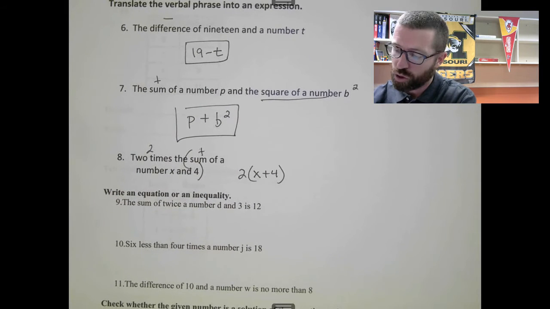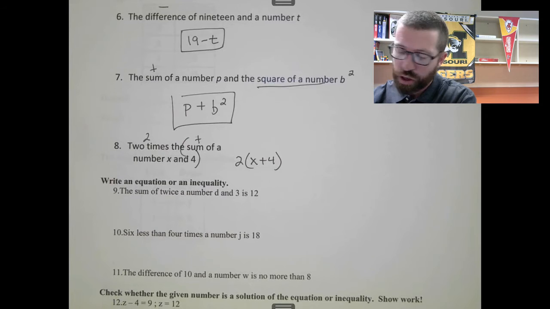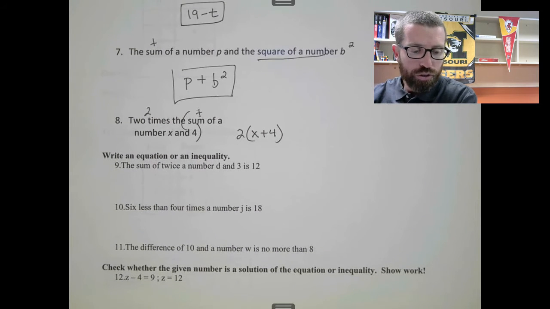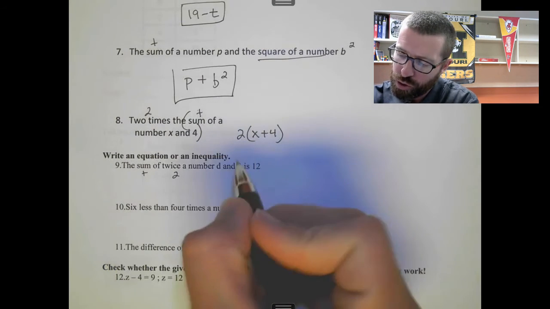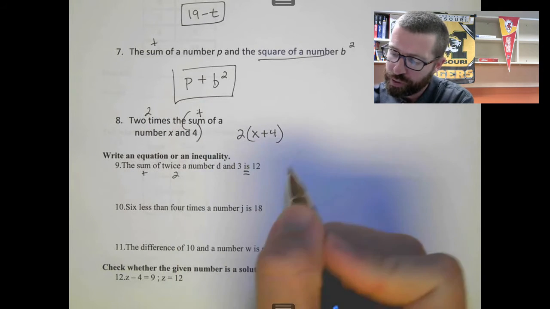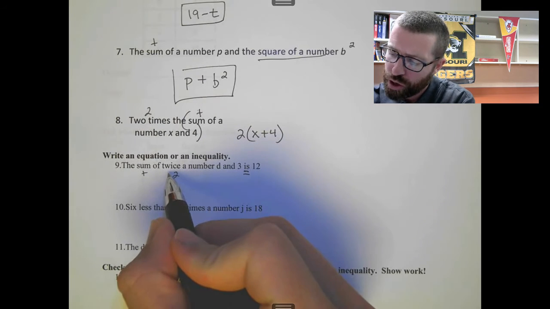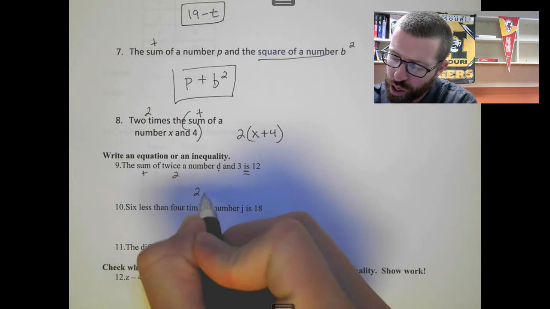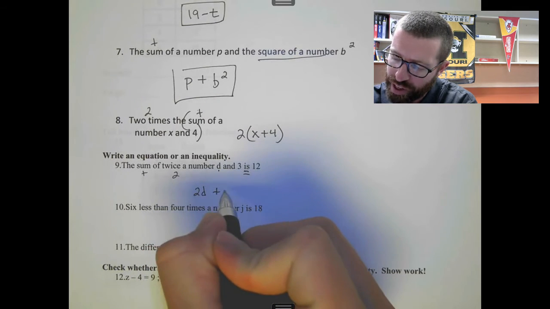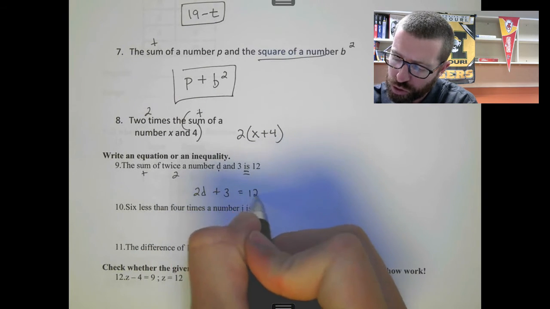Okay, now we're going to write an equation or an inequality. So the sum, which means add, twice, which means multiply by 2, and then "is" is our equal sign. So the sum of twice a number d and 3. So that'd be twice d, and then add 3 is equal to 12.